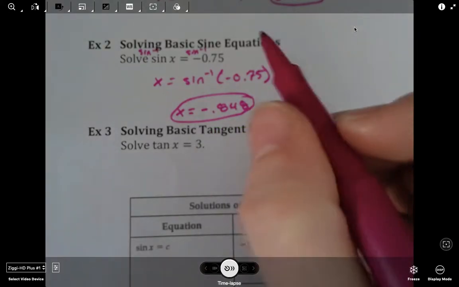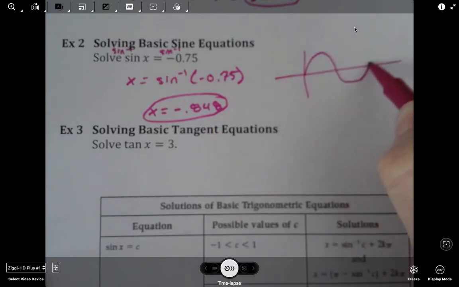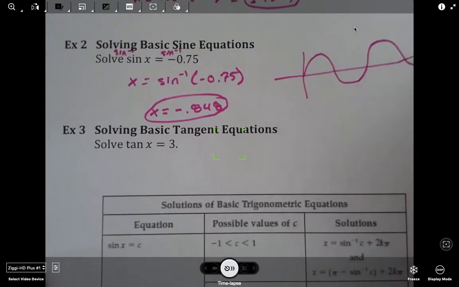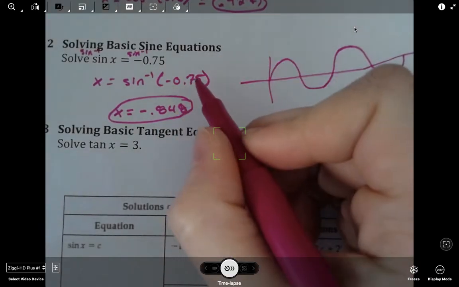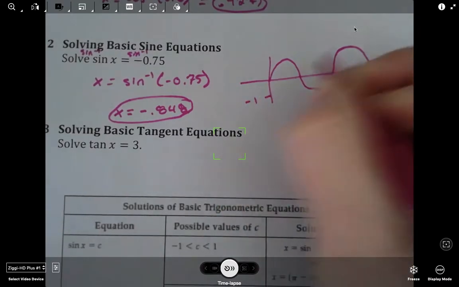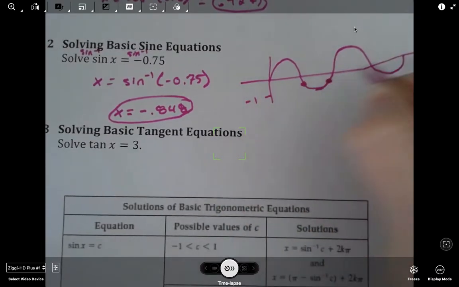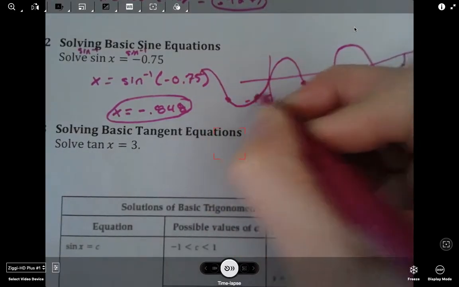What this is basically asking on example 2 is, here's my sine graph. You don't have to graph this necessarily. Here's my sine graph, and it goes on forever. They want to know where my graph hits at negative 0.75. Here's negative 1. They want to know where it hits negative 0.75. So here, here, here, here, also back this direction, and here and here, okay?